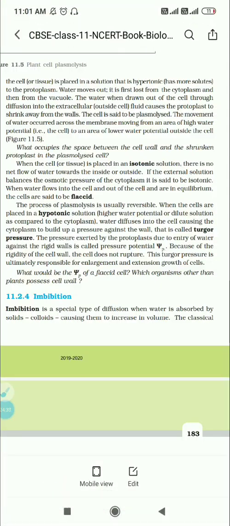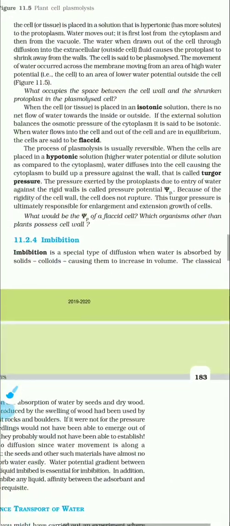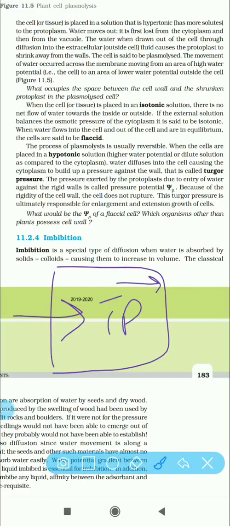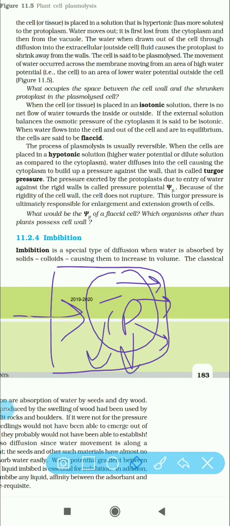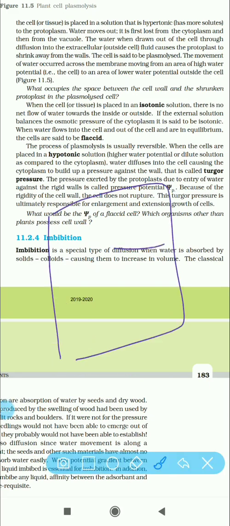Also you should know that when water diffuses into the cell, it will create a pressure against the wall. Let's say this is the cell and water is diffusing inside the cell, so it will create a pressure against the wall. This pressure is called turgor pressure. Turgor pressure will always be a pressure against the wall. So remember this.